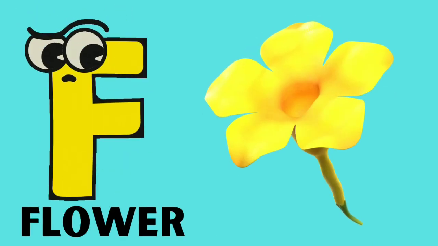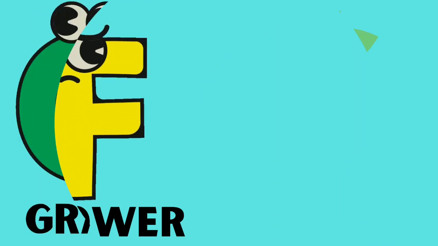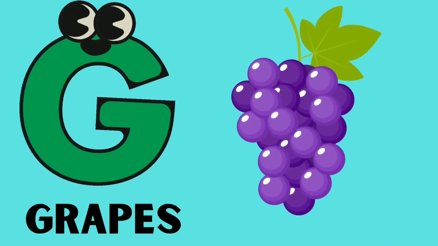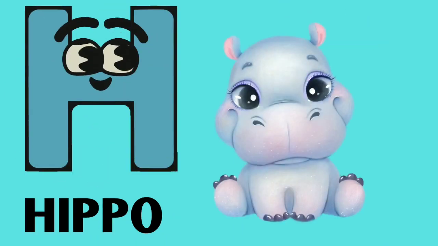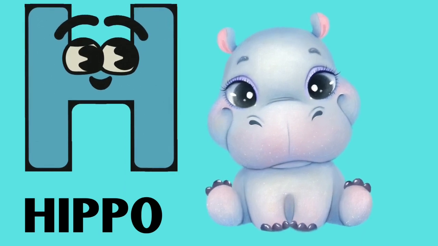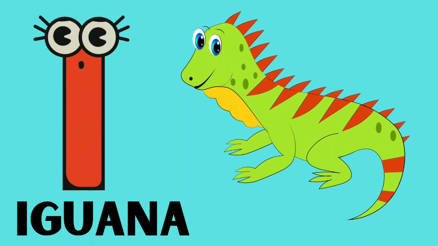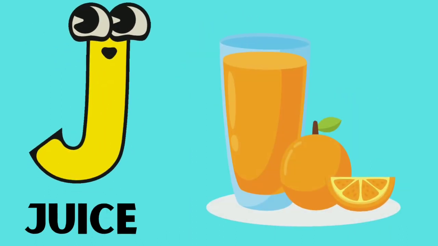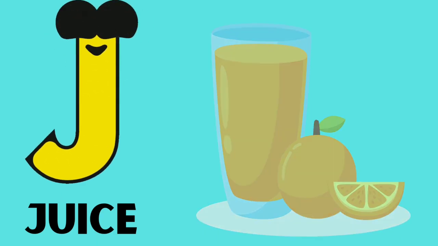F for flower. G for grapes. H for hippo. I for iguana. J for juice.